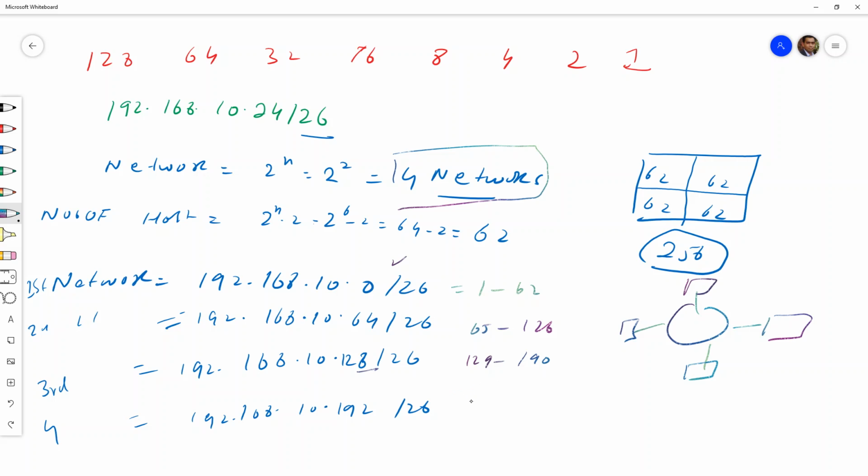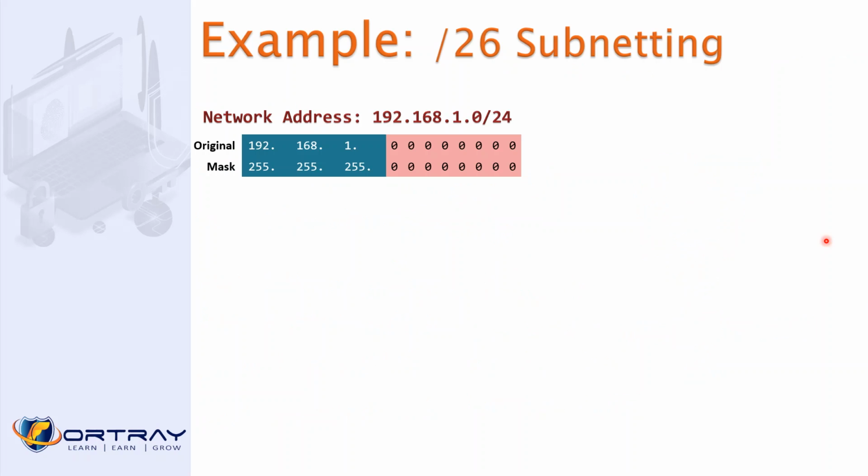Similarly here, 193 to 254, because 255 will be the broadcast IP. Here 191 will be the broadcast IP, here 127 will be the broadcast IP, here 63 is the broadcast IP. Yeah, I will show you in this as well.